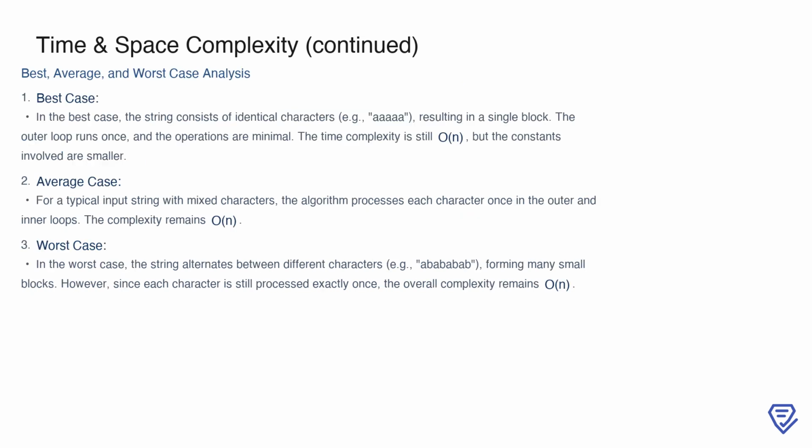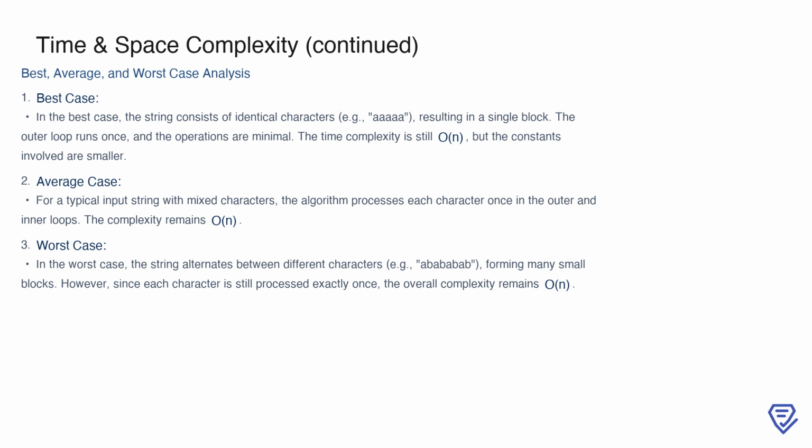Examining the best, average, and worst-case scenarios, we find that the time complexity remains O(n) across all cases due to the linear nature of the algorithm. In the best case, if the string consists entirely of one repeated character, like aaa, the outer loop processes the string in a single iteration with minimal additional work. While the complexity is still O(n), the constant factors involved are smaller.